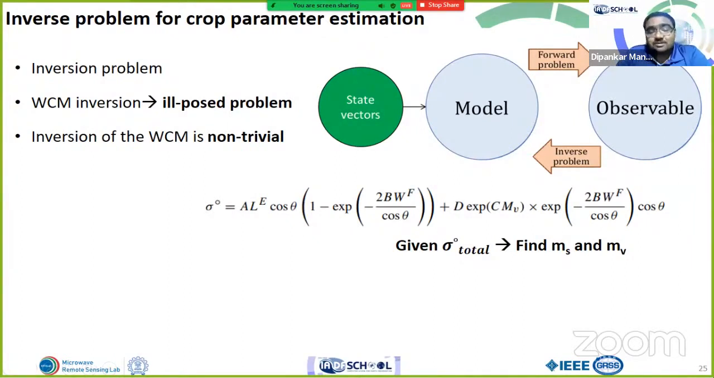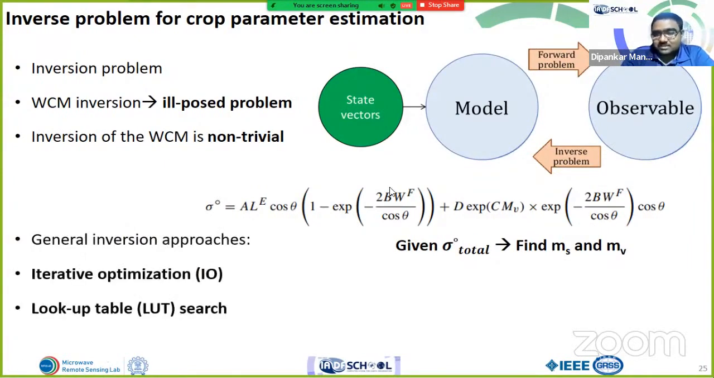So this is an inversion problem, but it is not a simple inversion because this is a nonlinear function, as well as we have a limited number of observations, because we have only two channels, VV and VH, but we have multiple unknowns like LAI, biomass, as well as soil moisture. So this is an ill-posed problem, which is commonly solved in remote sensing using iterative optimization and lookup table search approaches. The lookup table search approach is one of the most usable search algorithms, commonly used in different retrieval algorithms related to vegetation as well as atmospheric sensors.